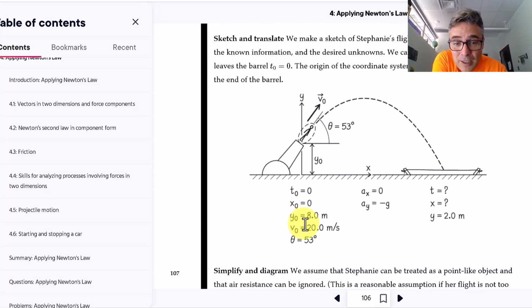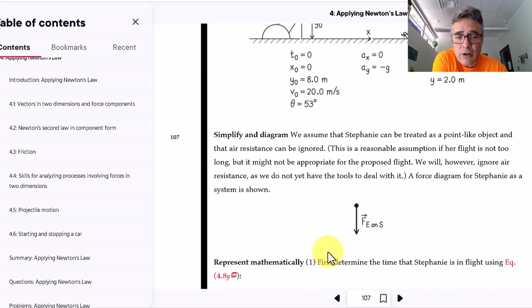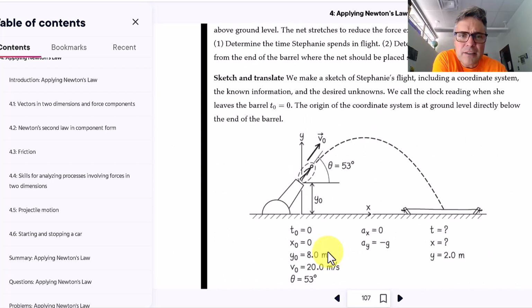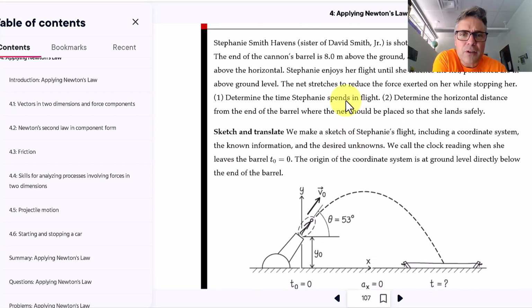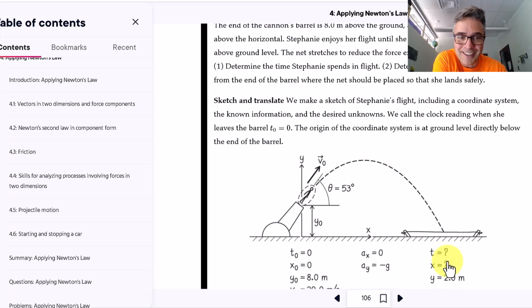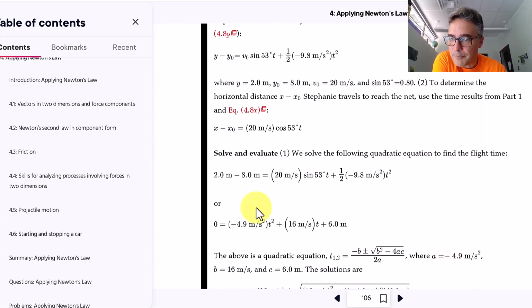Something about human cannonballs. Again, initial velocity is given, initial angle is given, and you're asked to solve for something. I think in this case, determine the time that Stephanie spends in flight, and determine the horizontal distance where the net should be placed so she lands safely. So again, this is all pretty practical stuff.